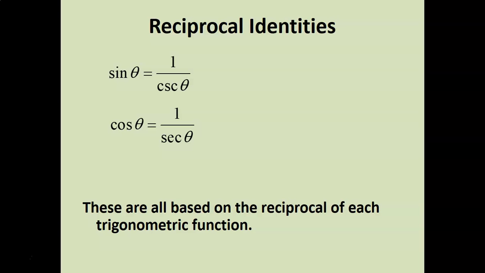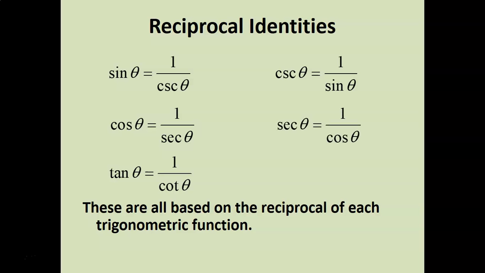Likewise, cosine of theta is equal to 1 over secant of theta. It's pretty much the same concept. One is the reciprocal of the other. Tangent of theta is equal to 1 over cotangent of theta because, again, they're reciprocals. And we can look at this the other way as well. Cosecant is equal to 1 over sine, secant is equal to 1 over cosine, and cotangent is equal to 1 over tangent. Again, these are all based on the reciprocal of each trigonometric function.